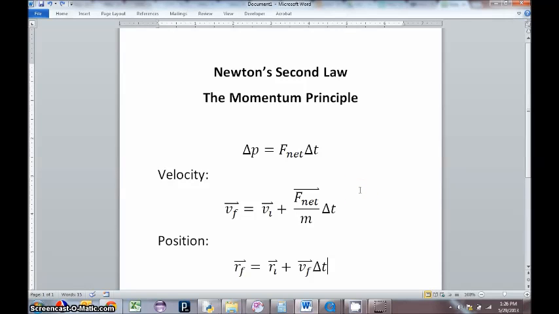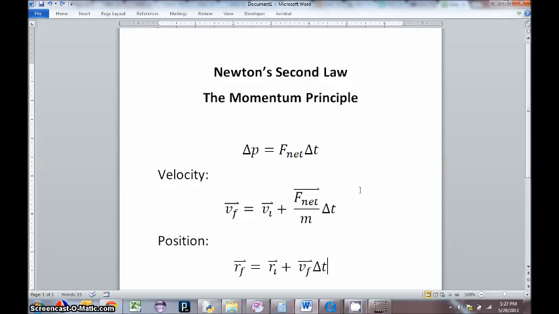Okay, the physics first lab is talking about Newton's second law, which is also known as the momentum principle, where we have the momentum of an object, or the change in momentum is equal to the net forces times the change in time. From that we can figure out the velocity. Our final velocity is equal to the initial velocity plus the net forces on the object divided by the mass times delta t.